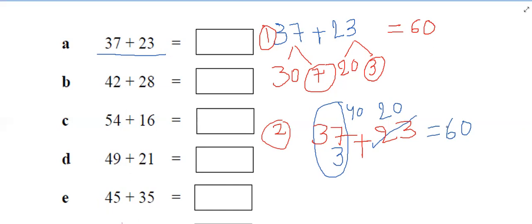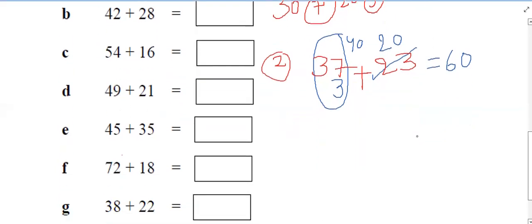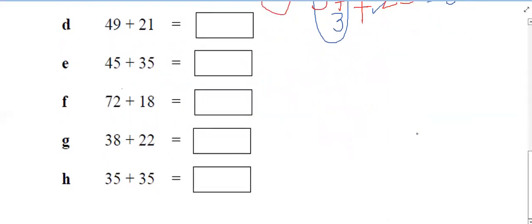The other way is to complete 16, we need 4. So 16 plus 4 becomes 20 and the remaining number 50, together 70. And one more way is 50 plus 10, 60. 6 plus 4 again 10. 60 plus 10 is 70. Okay, in this way you try to practice these questions.